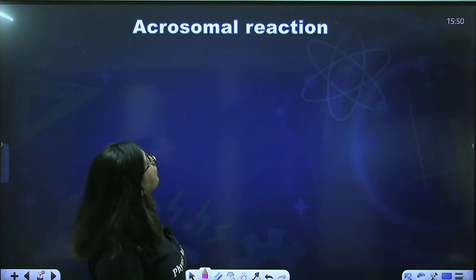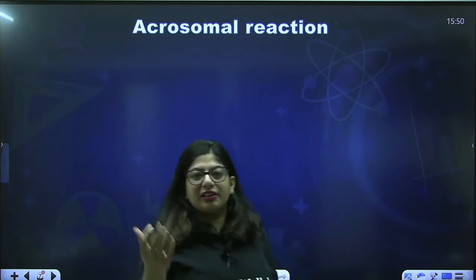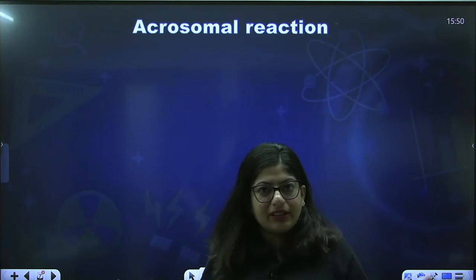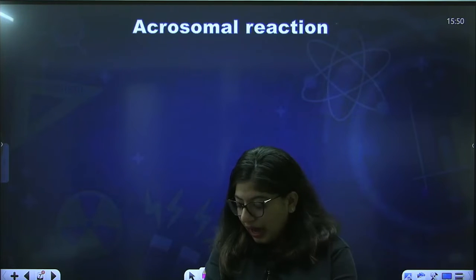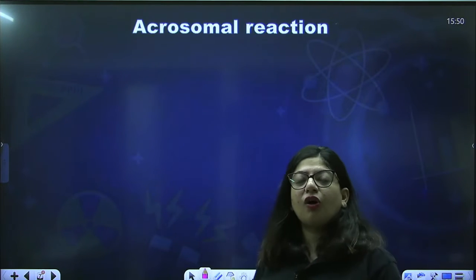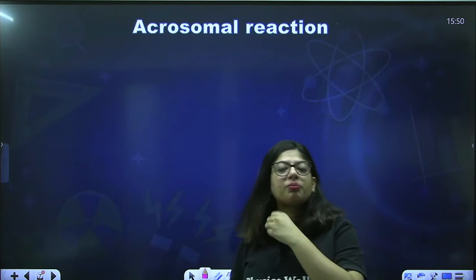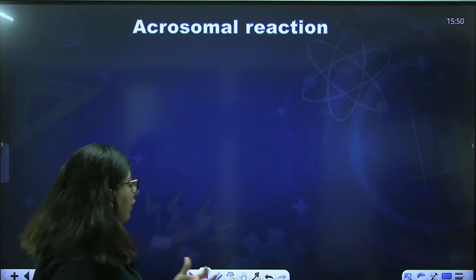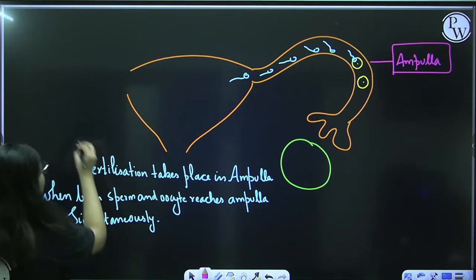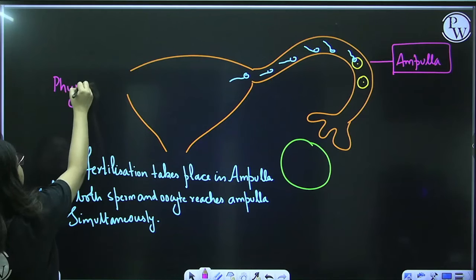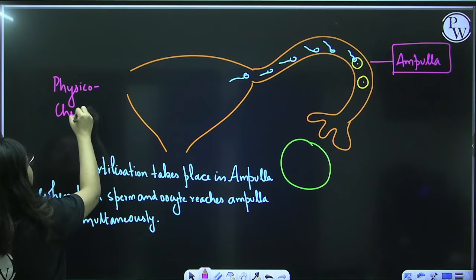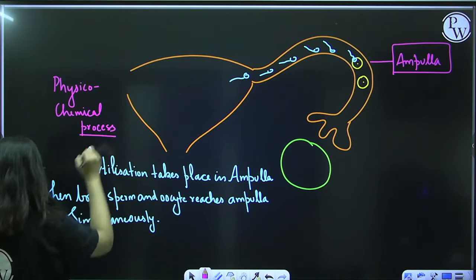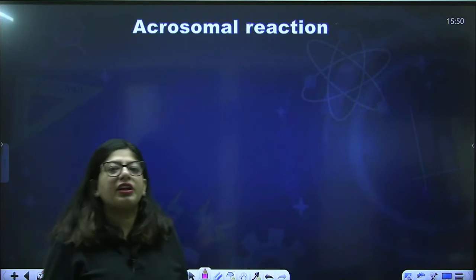So is it that easy that fertilization is taking place? Okay, the sperm and ova are meeting. So is that it? This is how they meet? No. Behind even their fertilization, a lot of physical and chemical processes take place, right? So we say fertilization is not just the meeting of sperm and ova. Rather, fertilization is a physico-chemical process, because physical factors and chemical factors both play a very important role.